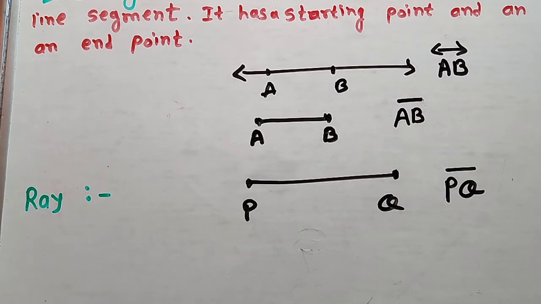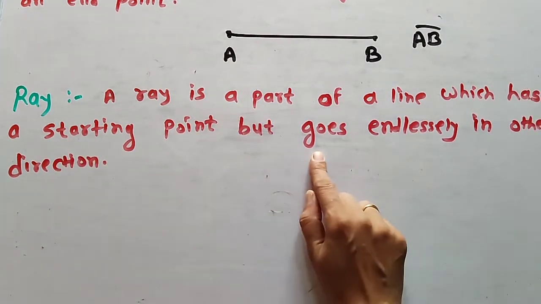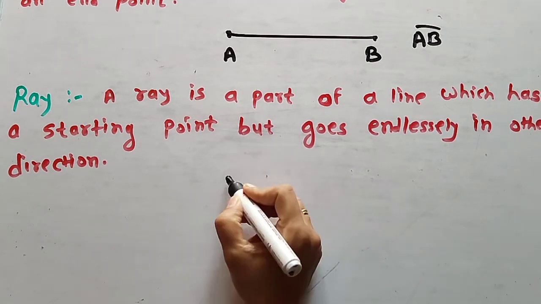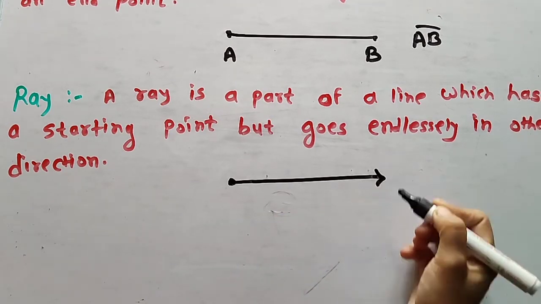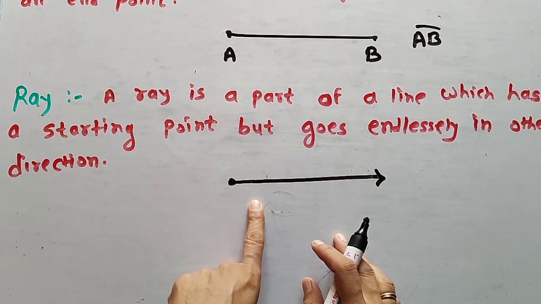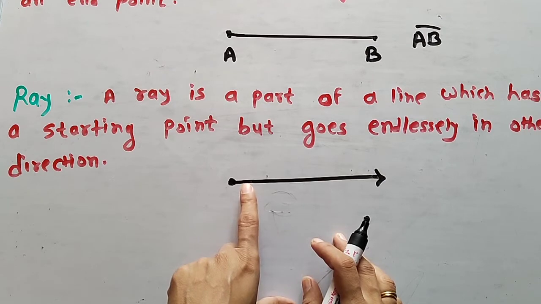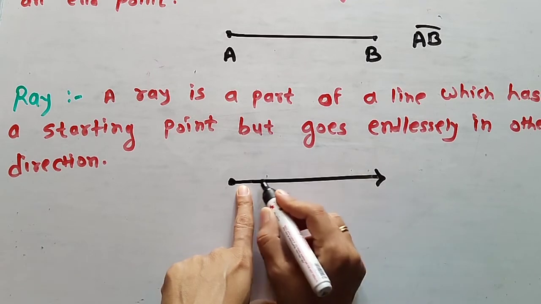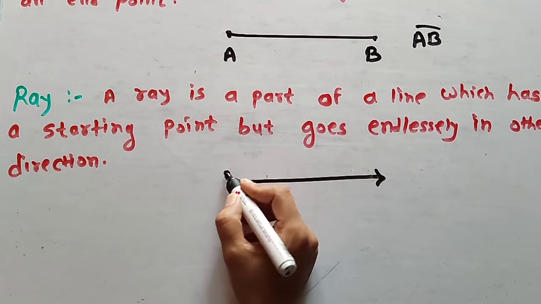Next term is ray. See here, ray. A ray is a part of a line which has a starting point but goes endlessly in the other direction. So suppose this is your starting point, and this line goes endlessly in the other direction. So this type is called a ray. Here is the direction in which the ray goes endlessly. The direction of the ray is this side, and the starting point is clearly indicated.